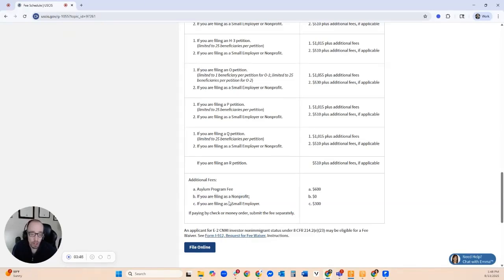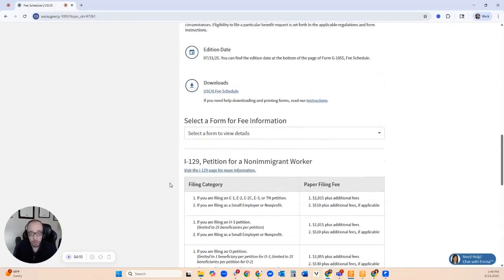So if you are, again, a small employer, then you pay 300. So if it's a small employer that pays the 510, then your baseline filing is actually 810. If it's a large employer and they pay 1055, let's say for the O, then the baseline is actually 1655. And then on top of that, if you want to do premium processing, there will be an additional 2,805, which is not showing here, but it's in the I-907, is the form number.